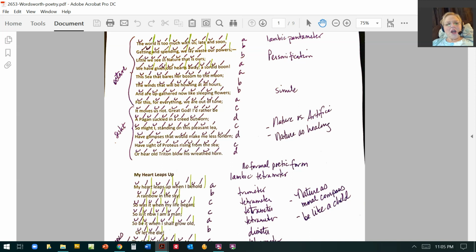So what's the answer? Well, he says in the sestet, it moves us not. Great God, I'd rather be a pagan suckled in a creed outworn.